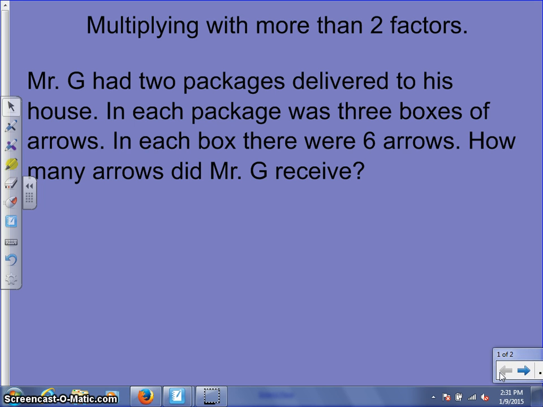So here we have Mr. G had 2 packages delivered to his house. In each package there were 3 boxes of arrows. In each box there were 6 arrows. How many arrows did Mr. G receive? Well, this may seem kind of confusing at first, but when you look at it, it's not too difficult. And let me draw a picture to show you what I mean.